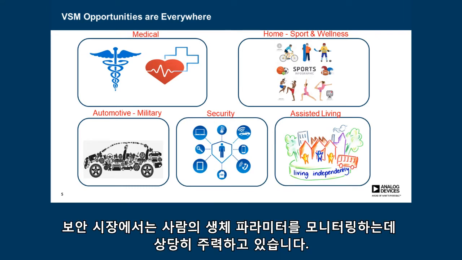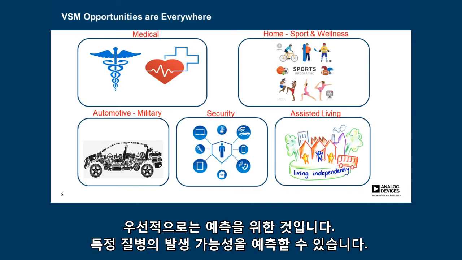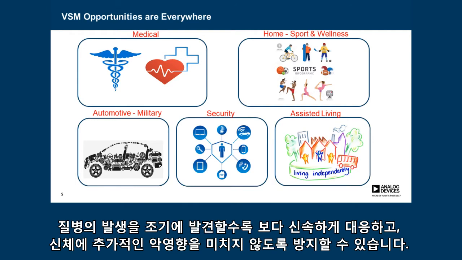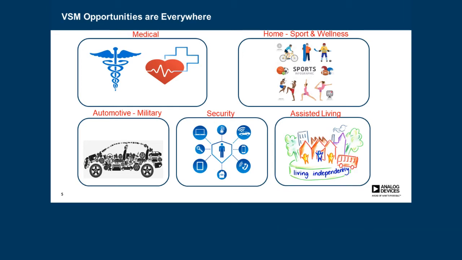There's a lot of interest from the security market in monitoring vital parameters of persons. First of all, for prediction, so when a certain disease might happen. The earlier you can detect that a disease could happen, the faster you can start to react on that and try to prevent the body from having additional damage.